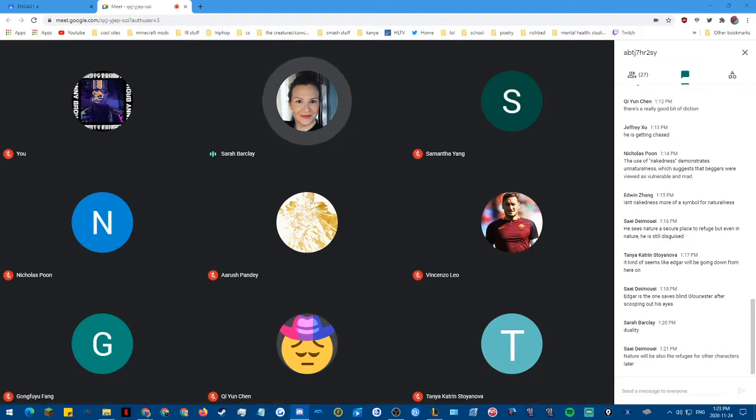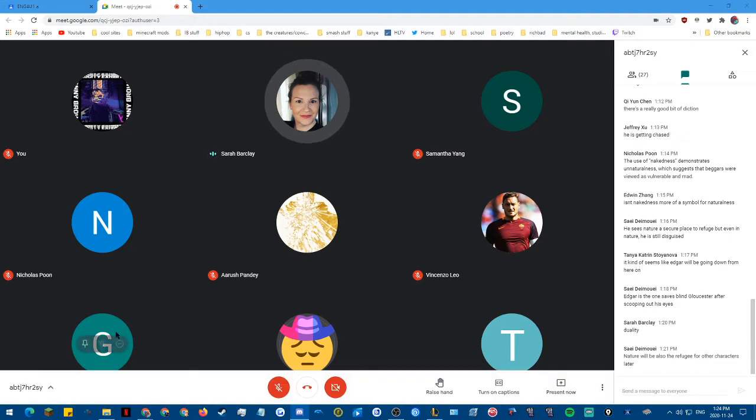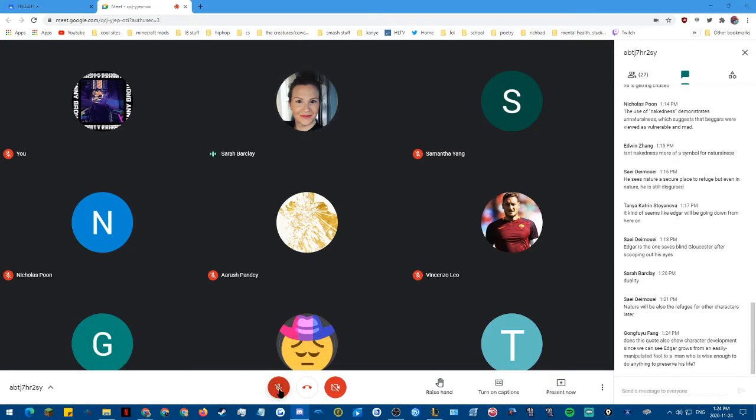And even Sabrina talking about how nature was presented from Edmund's point of view and how nature is presented now, right? How they're conjured in different ways. So I think you guys have a really astute understanding of these ideas, and I think that's really, really amazing. So good job on that.